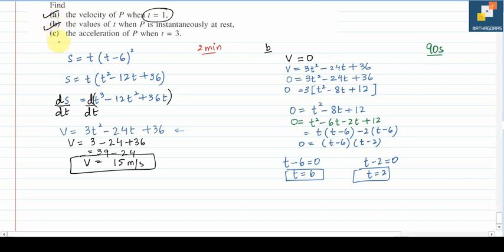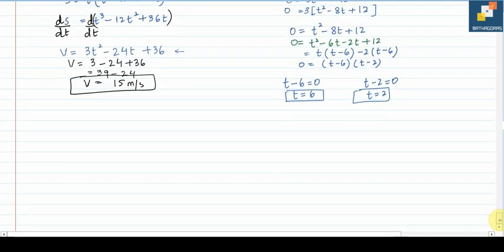For part C, it says the acceleration of p when t equals to 3. Now, acceleration is what? Acceleration is you need to derivate your velocity, right? Because rate of change of velocity is equal to the acceleration. The expression for velocity we have is velocity equals to 3t square minus 24t plus 36.